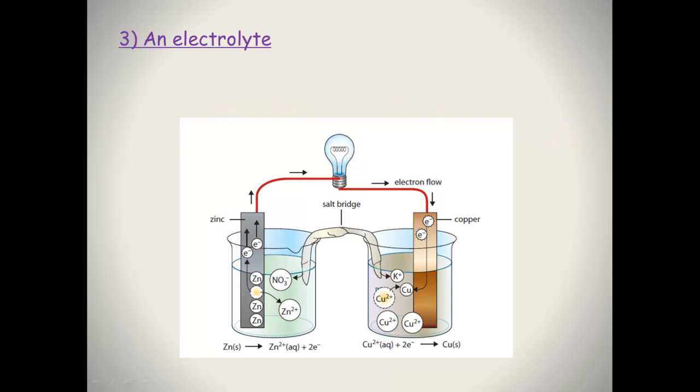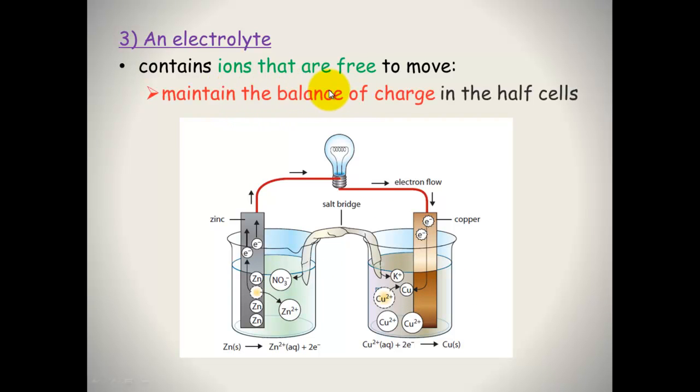Okay, the third thing we need is the electrolyte. The electrolyte is the solution that the electrodes are sitting in. This contains ions that are free to move. And it's important because it will maintain the balance of charge in the half cells. What do I mean by that? What I mean by that is that here you have zinc solid forming zinc 2+ ions. So here we have 2 positive ions coming into the solution.